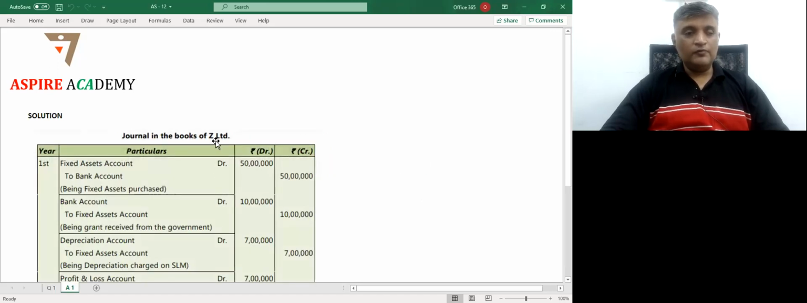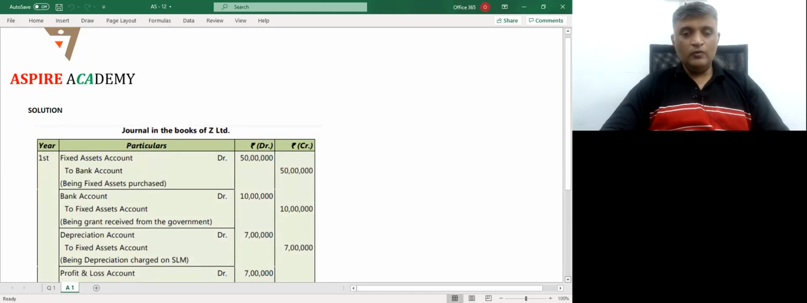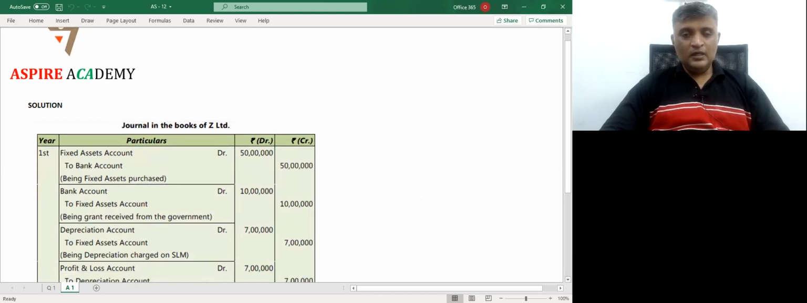Journal entry in the books of Z. What is the first entry? Fixed assets account debit to bank, which is 50 lakhs. Now, when you receive the grant, you show it as a deduction from the fixed asset, which means we need to reduce it from the fixed assets account. How can you reduce it? By crediting the fixed assets account. Bank account debit to fixed assets, 10 lakhs.